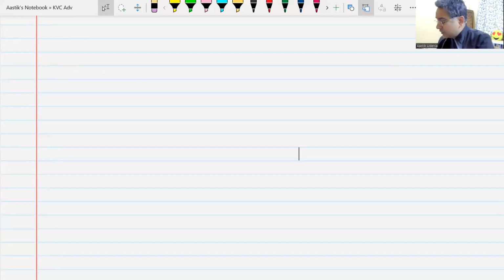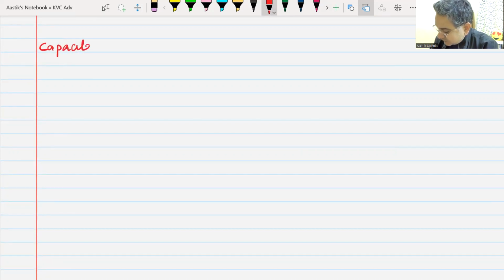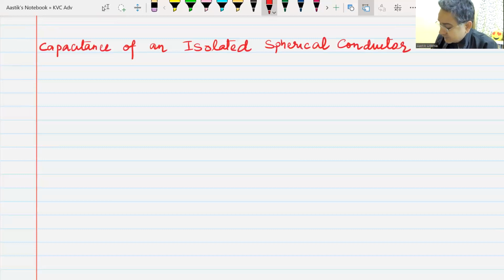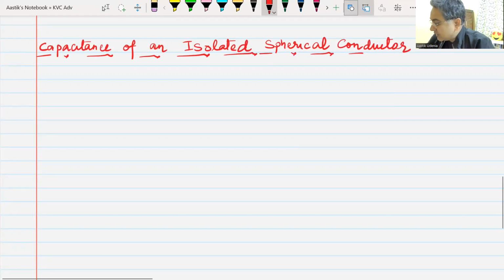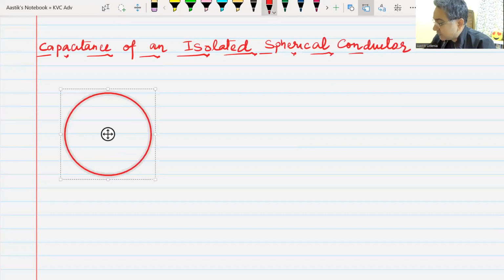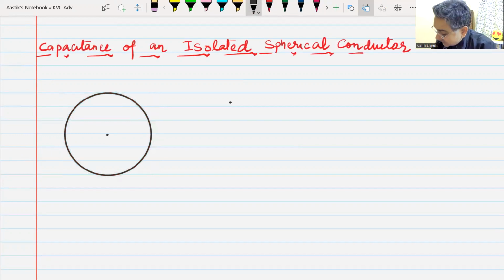First heading for today that we are going to do is capacitance of an isolated spherical conductor or a sphere. Capacitance of an isolated spherical conductor or an isolated sphere. So basically what we are going to have is a sphere, a spherical conductor like this.